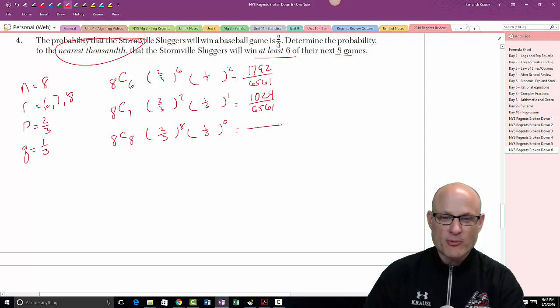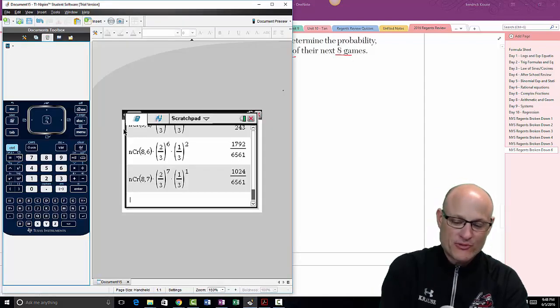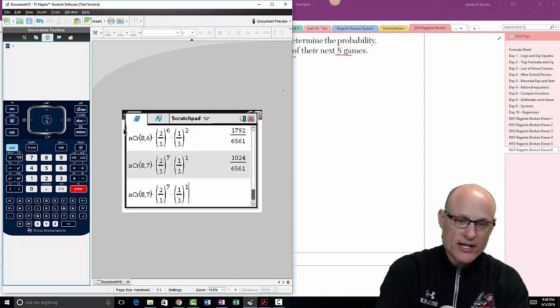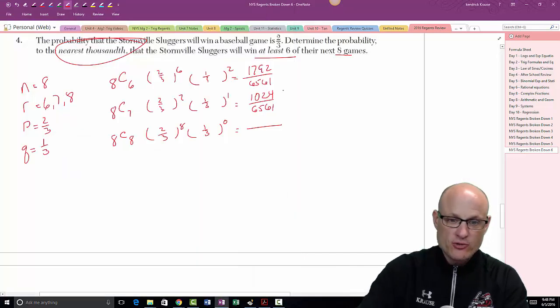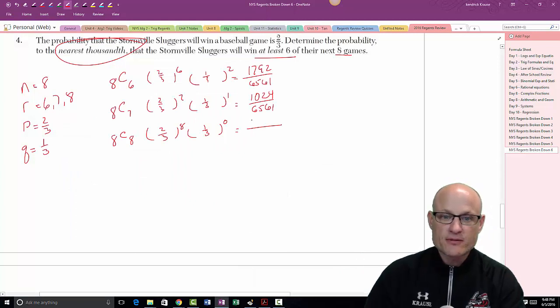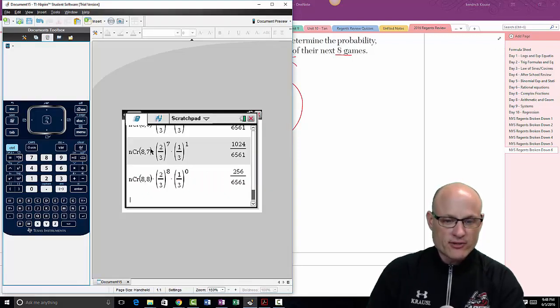Now you notice they're all coming up as fractions, but the problem says you need to round. So when we're done, only when we're done, not before then, we're going to round this. We're going to turn this thing into a big decimal. We're going to add them all up, turn it into a fraction, 256 over 6561. So now we're going to add all these up, and we're going to get a fraction. That's okay.